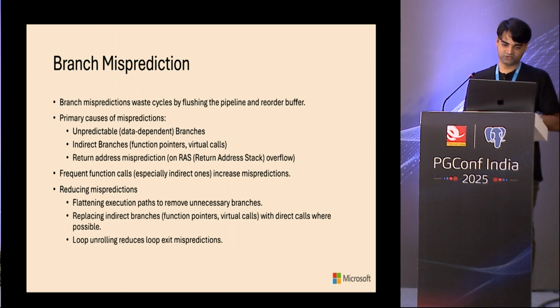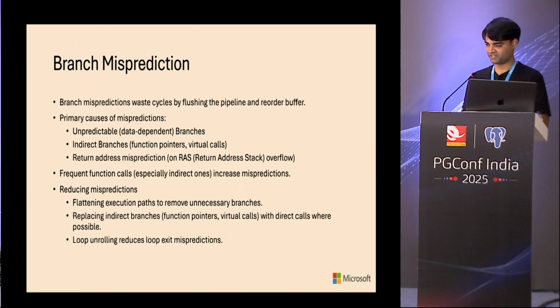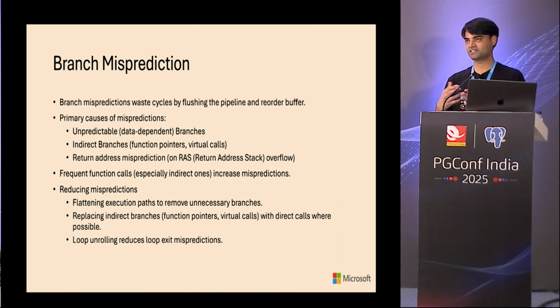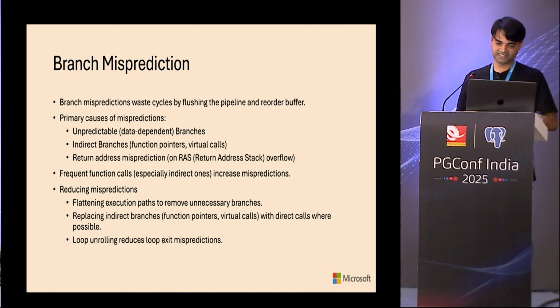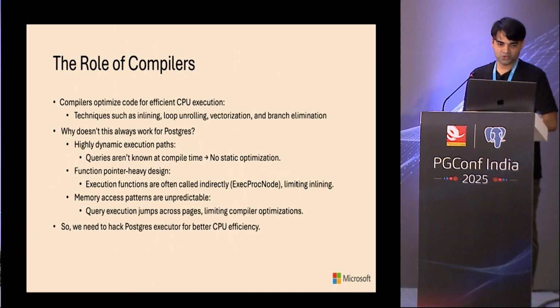There's another technique, loop unrolling. Instead of having a loop, if you have a predictable loop with a predictable exit condition, you could just write that loop as a series of instructions, and then you have fewer conditions to check and fewer mispredictions that could happen.